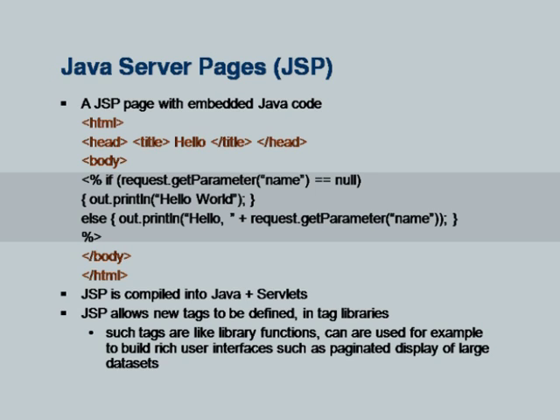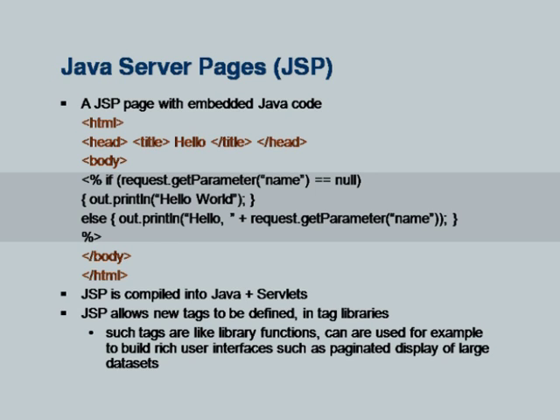What it does is it checks if the parameter name has been set in the request. If so, it says hello and prints the name. If the name is not set, it just says hello world. It's a toy, but obviously you can do more interesting things here.